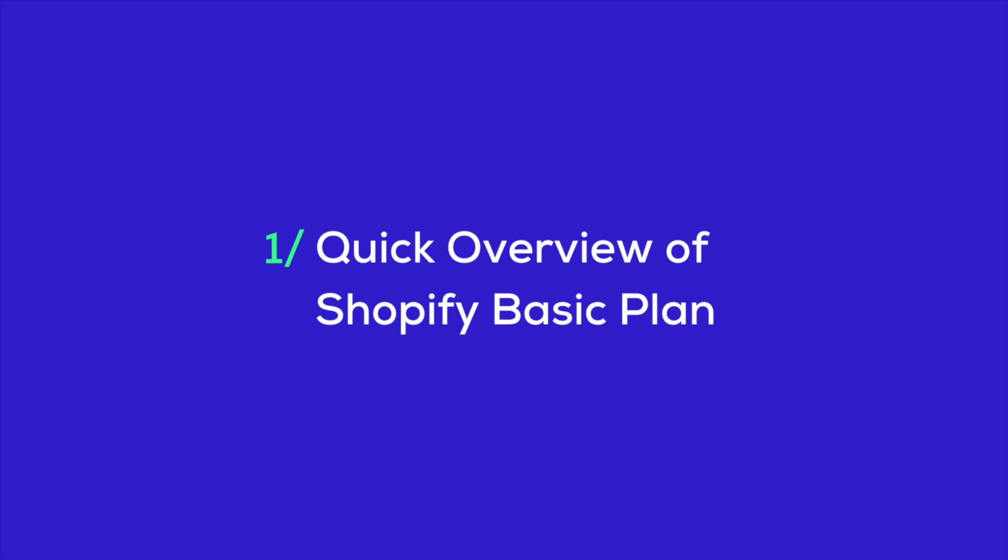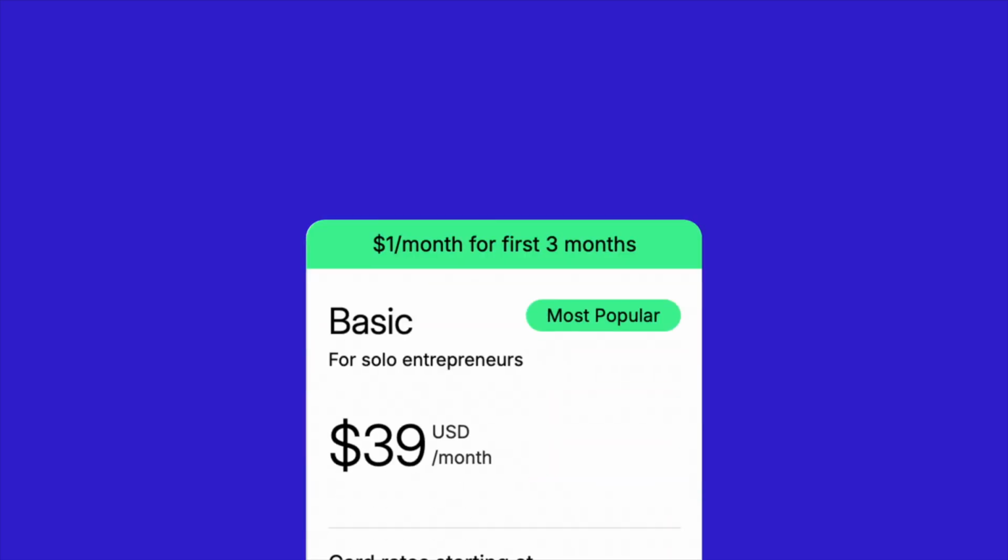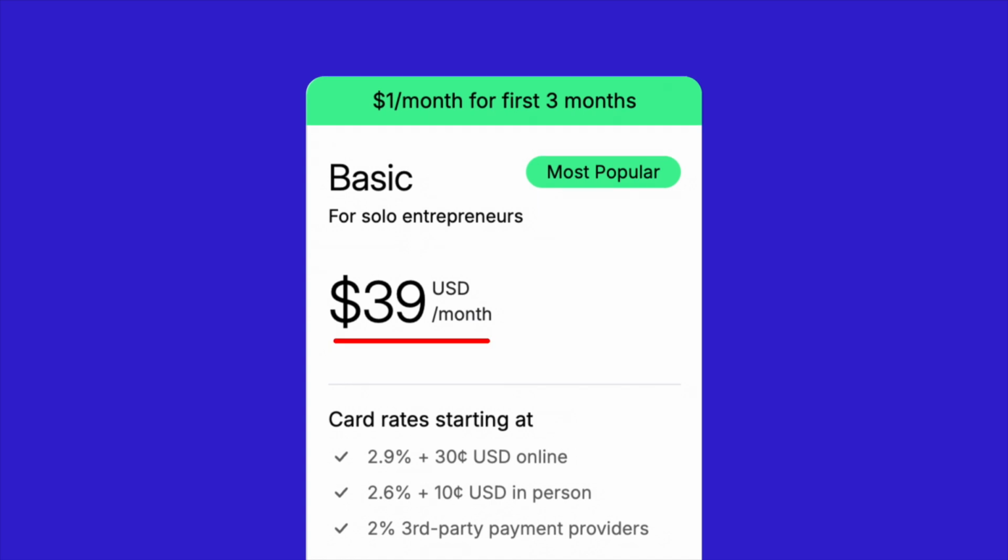All right, now let's dive into a quick overview of Shopify's Basic plan and what it brings to the table. First, let's talk about pricing. The Basic plan starts at a competitive $39 per month, but keep in mind there are transaction fees if you're using third-party payment gateways. Those fees are 2.9% plus 30 cents per transaction for online purchases in the US.